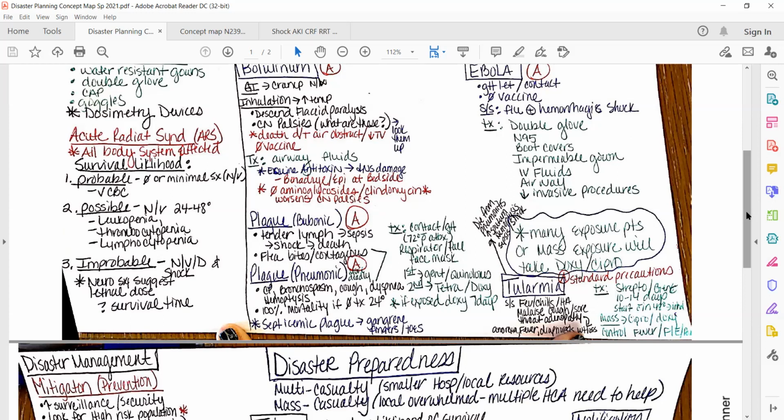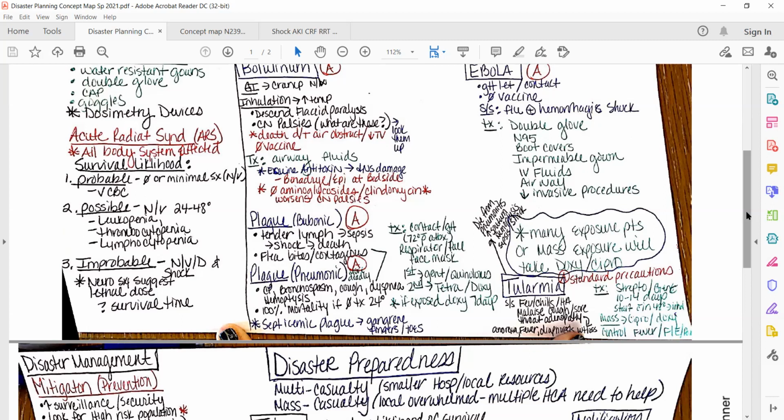For these patients, treatment is contact and droplet precautions until 72 hours after antibiotics are started. You could use a respiratory face mask. First line treatment is gentamicin and quinolone. Second line is tetra and doxy. If exposed, doxy for 7 days, right? So there's your doxy again.